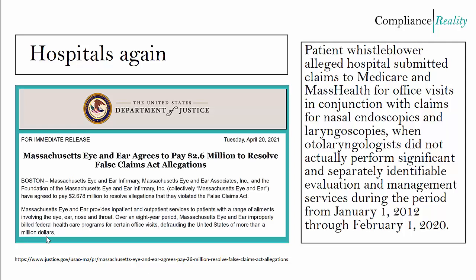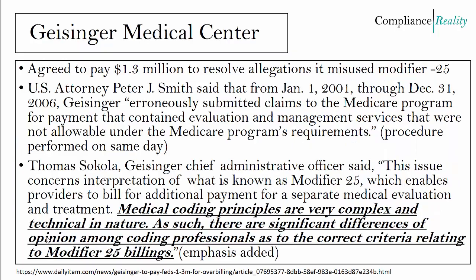And on the next example, again, it's a hospital example. This was Geisinger Medical Center located in Pennsylvania, I believe. They agreed to pay, and this one was a few years back, I want to say 2011-ish. This hospital agreed to pay 1.3 million to resolve allegations that it misused Modifier 25.